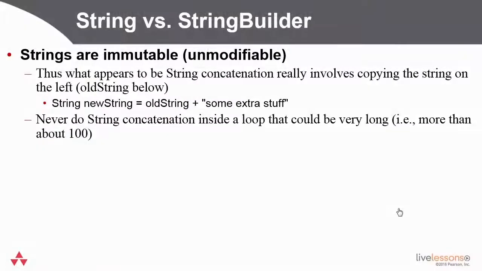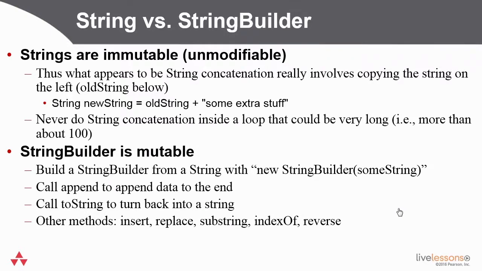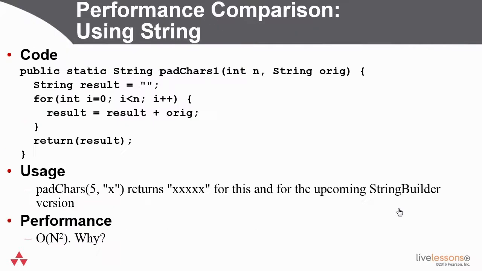Because strings are immutable, they can't be modified, it means that repeated string concatenation can be very expensive. So for the few cases, not very many, where you need to do repeated string concatenation, Java gives you an additional class, StringBuilder. StringBuilder is mutable. When you append using the append method of a StringBuilder, it doesn't copy the previous one, it modifies the existing one. Let's see why that matters.